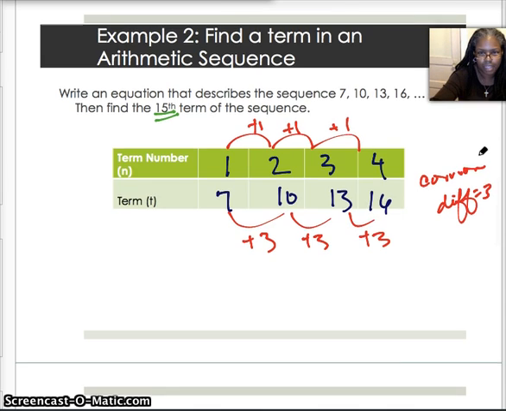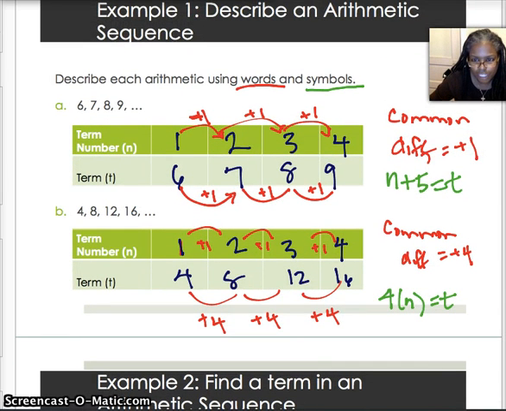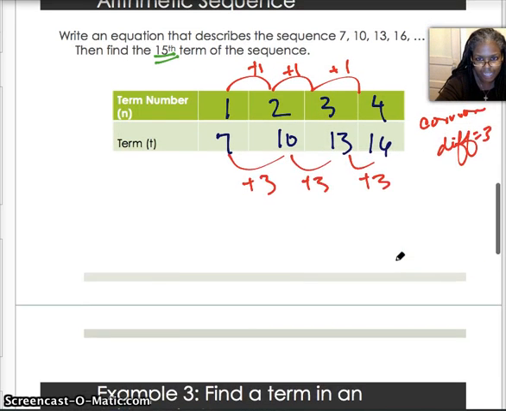Now here's my hint. Let's go back to that last example. You see that the common difference was 1 and we technically multiplied n by 1. You see that the common difference is 4 and we ended up multiplying n by 4. That's not coincidence. That's a real mathematical concept called slope that we'll deal with later, changing y over changing x. But for now, let's just take a look at it as it is.